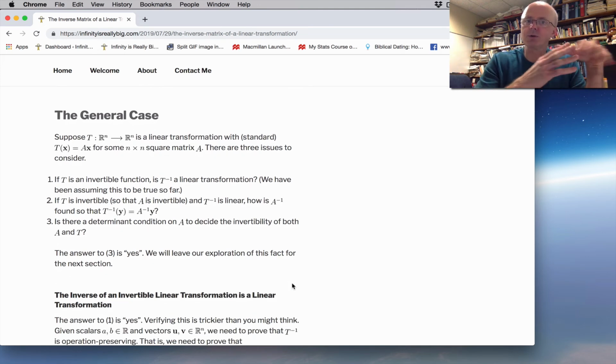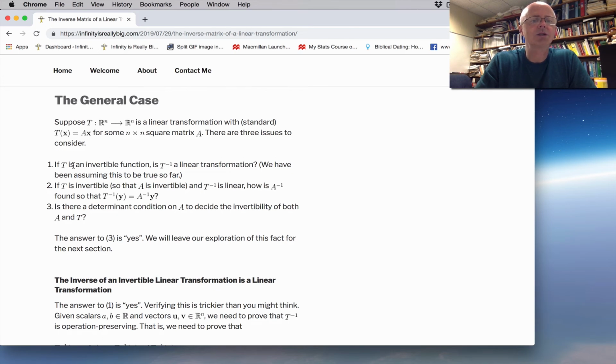The reduced row echelon form of the augmented matrices, the double and triply augmented matrices, is what you generalize to find A inverse. So there's 3 issues to consider. If T is invertible, first of all, is T inverse really even a linear transformation? I was really assuming that earlier. How is A inverse found? And is there a determinant condition? Yes, there is a determinant condition. We'll look at that in a little bit more detail in the next section.